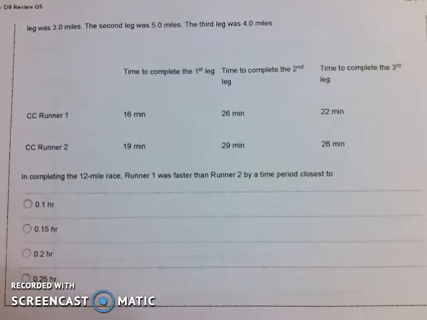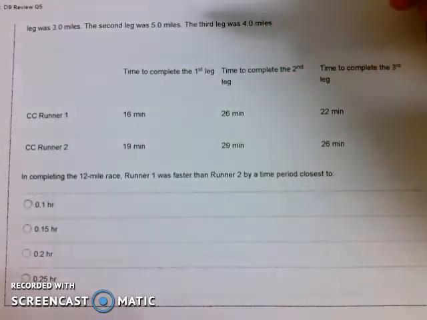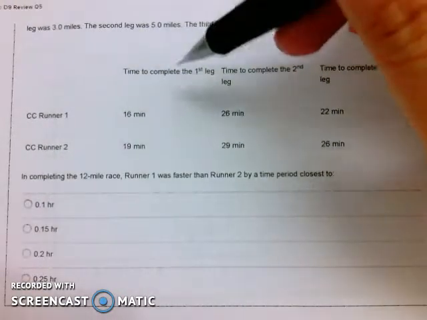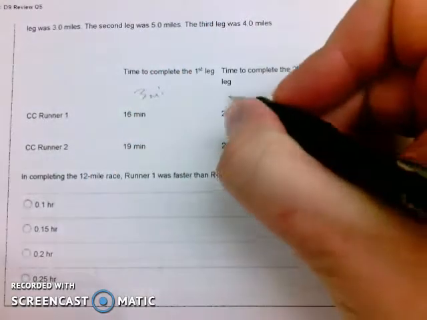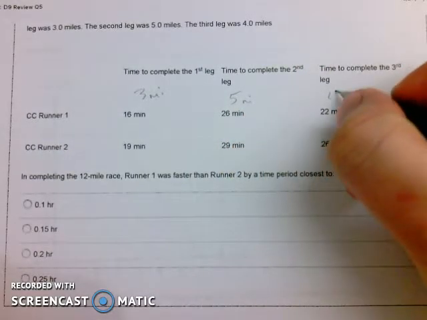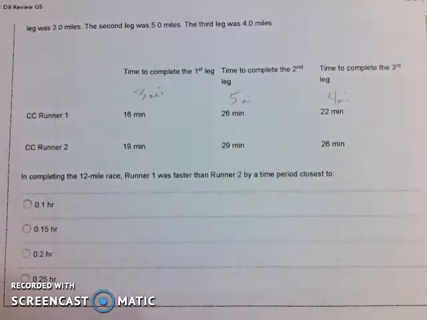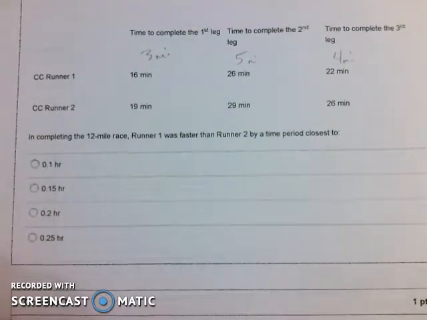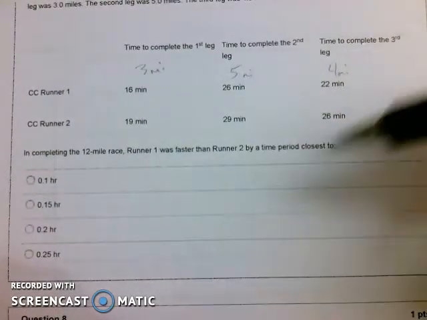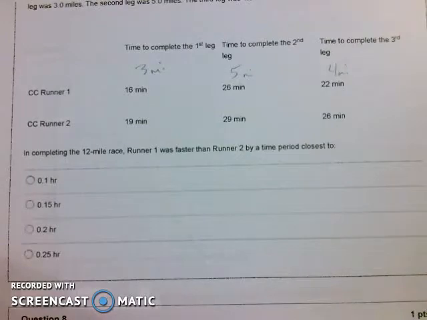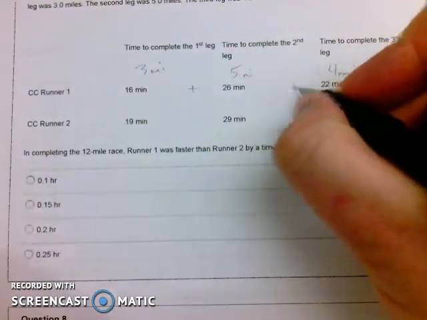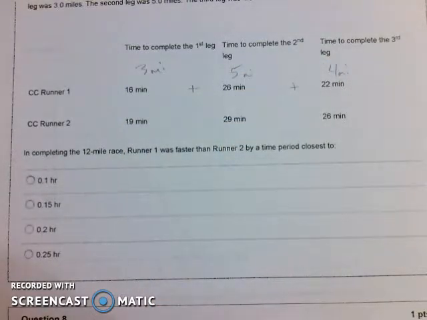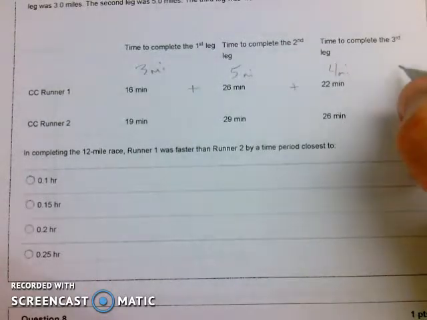Okay, let's roll on. Same race, right? 3-mile leg, 5-mile leg, 4-mile leg. In completing the 12-mile race, runner 1 was faster than runner 2 by a time period closest to... again, all we have to do is add up the differences, and we'll get the answer. Let's go across instead, just for fun. So we're going to do 16 plus 26 plus 22. And that's going to be 64 minutes.